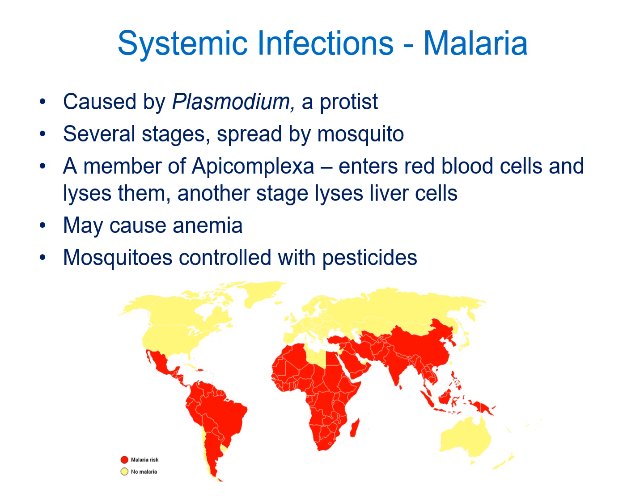Malaria, we talked a little bit about this when we talked about epidemiology. Again, as I said, it's caused by Plasmodium, which is a protist, has several stages. It has to pass through a mosquito to complete its life cycle. So part of the life cycle is spent in mosquito. The other part is spent in human or another primate, typically.